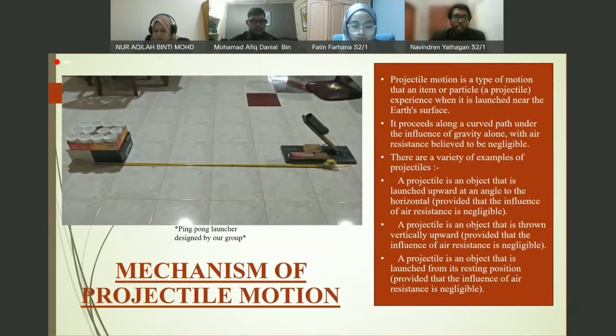The photo which we attached there is the ping-pong launcher designed by our group. To develop this mechanism, we used several materials to build it. For example, we used wooden plank, PVC pipe, door hook latches, door hinge, bolts and nuts, steel band, screw, PVC cap, and also spring. That's all from me. I will pass to Afiq to continue this part.